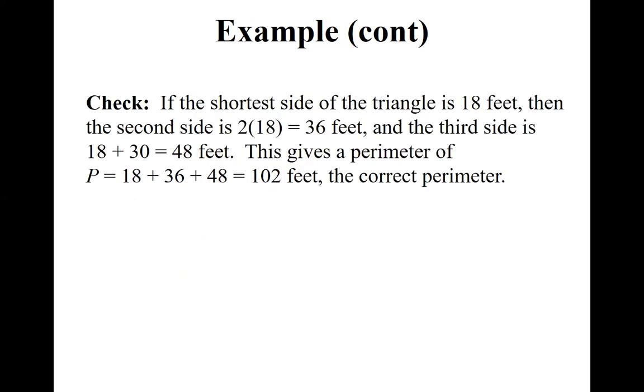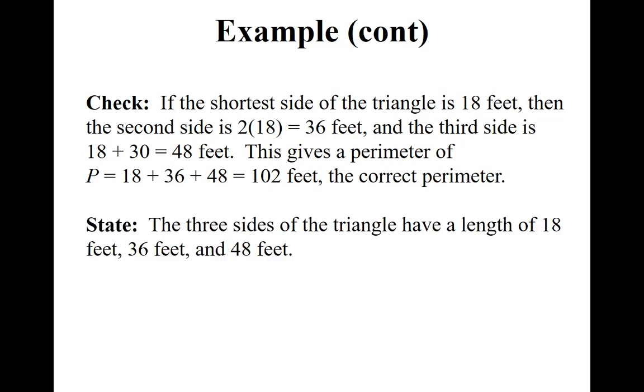If the shortest side is 18, then the second side is twice 18, or 2 times 18, or 36 feet. And the third side was 30 feet more than the shortest side, so 18 plus 30 gives us 48 feet. We can check that when we add 18 plus 36 plus 48 together, that we do get 102. It is correct. So the three sides are 18, 36, and 48 feet. And that is the end of this topic.